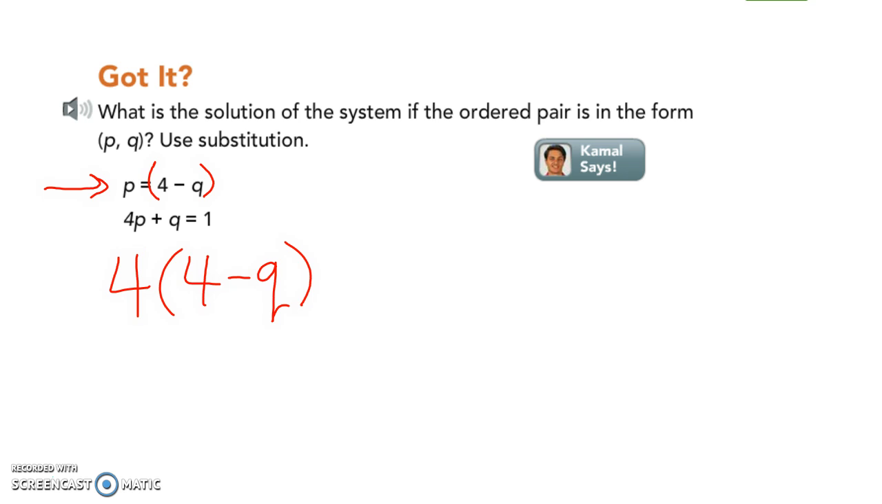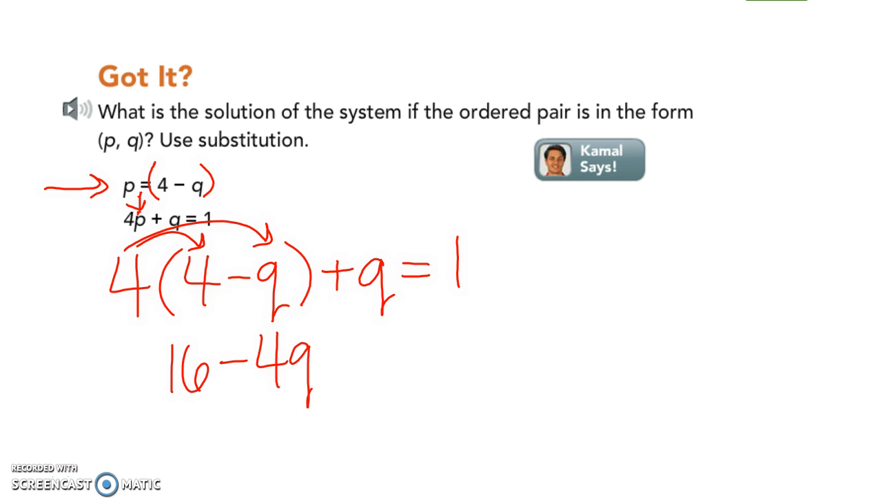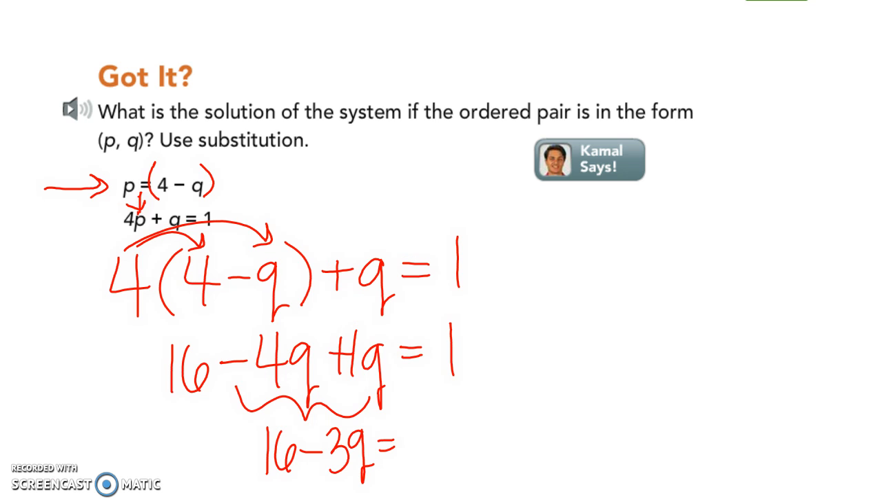So I'm going to rewrite the second equation, and in place of p, I'm plugging in 4 minus q. I'm going to try and do a little curly q at the end of the q so we know it's not a 9. Okay, so I plugged in for p right here, 4 minus q. Now I have to distribute the 4. 4 times 4 is 16, minus 4 times q is 4q, plus q, that's 1q, if you remember. All right, now I need to combine like terms. So negative 4q plus 1q would be negative 3q. So 16 minus 3q equals 1.